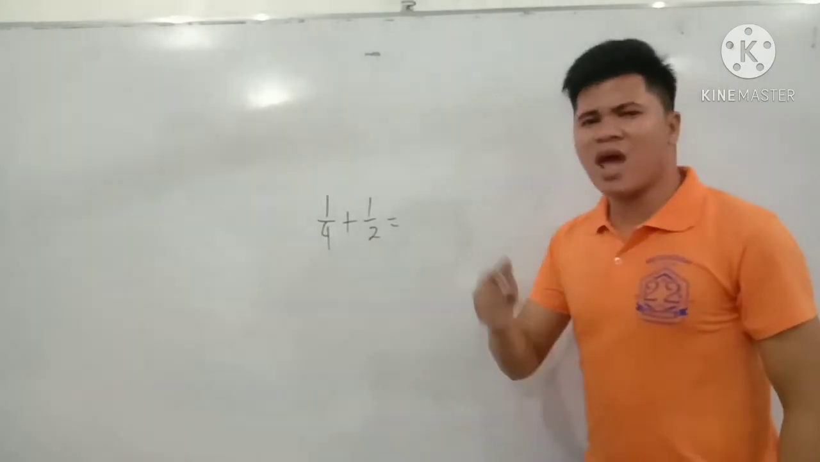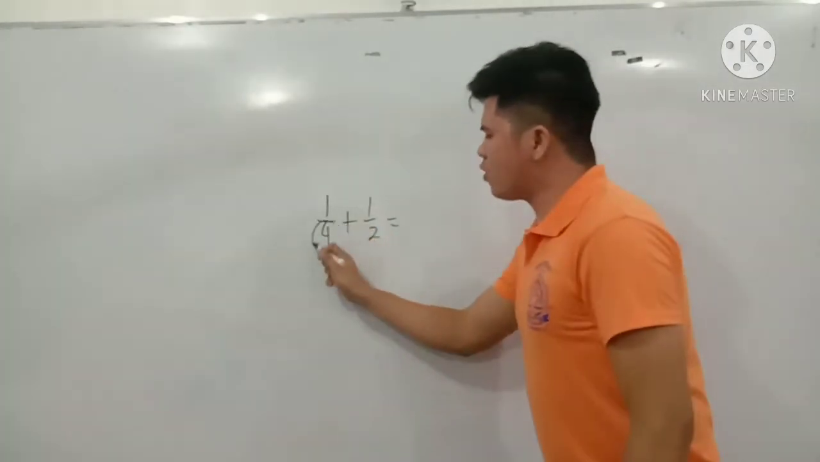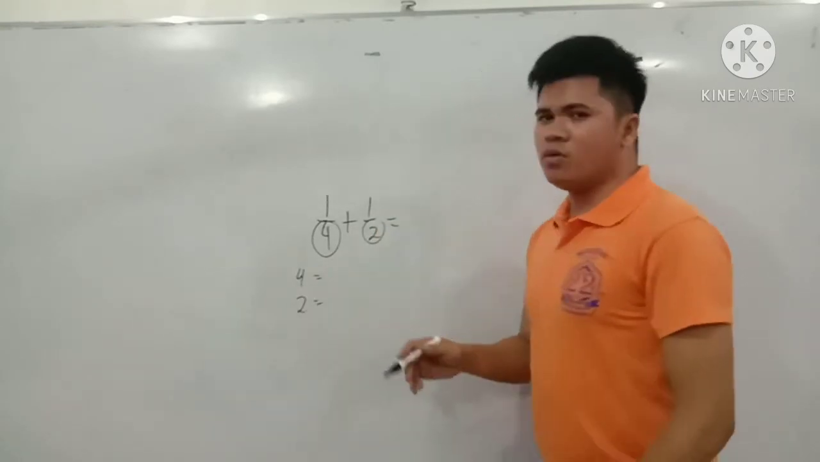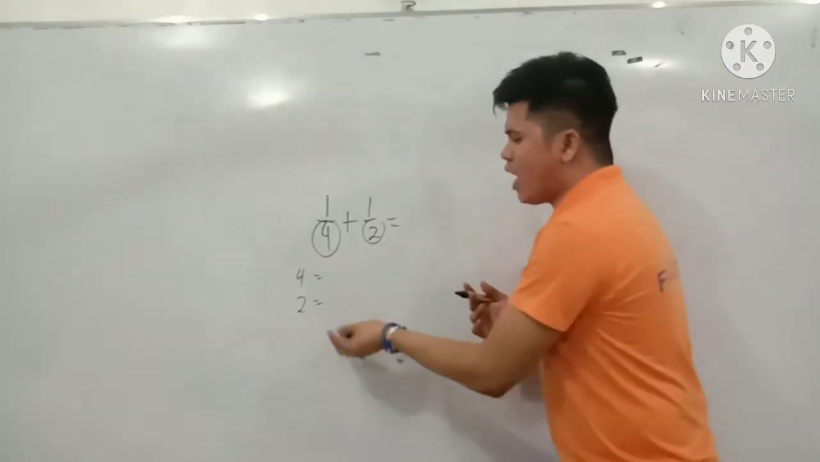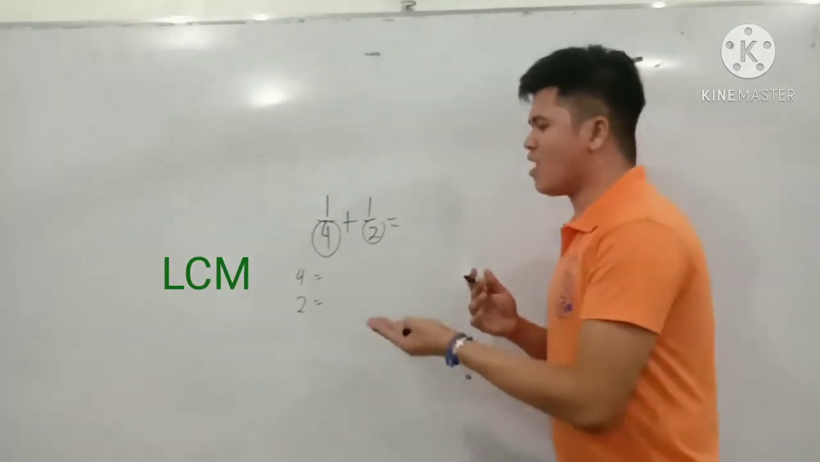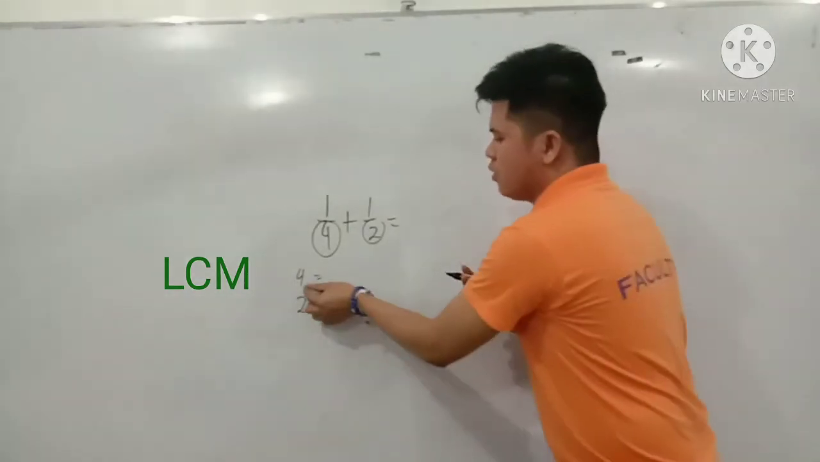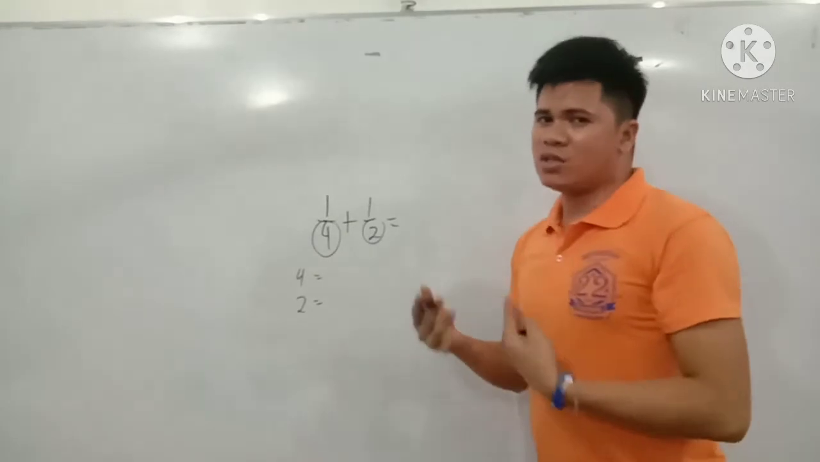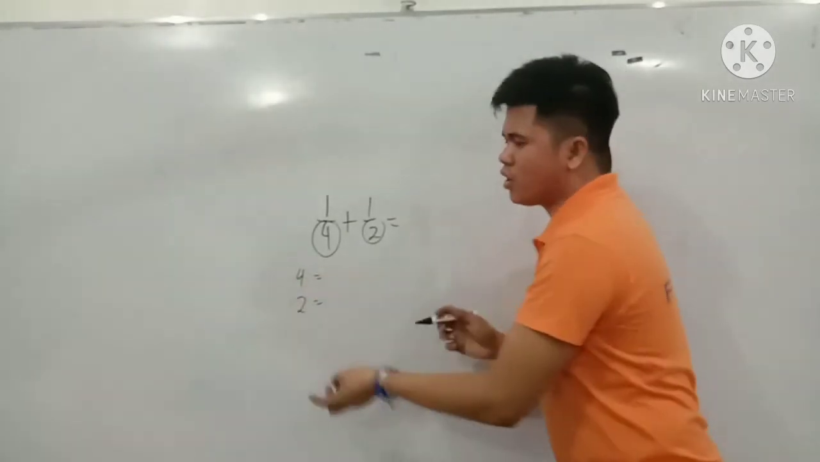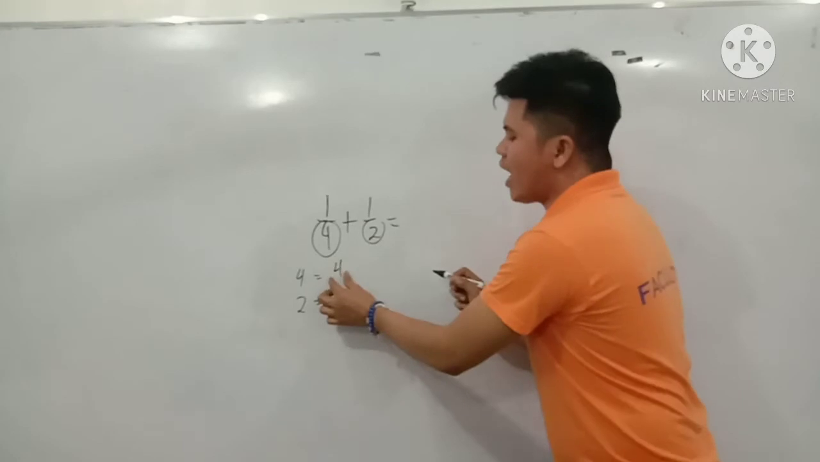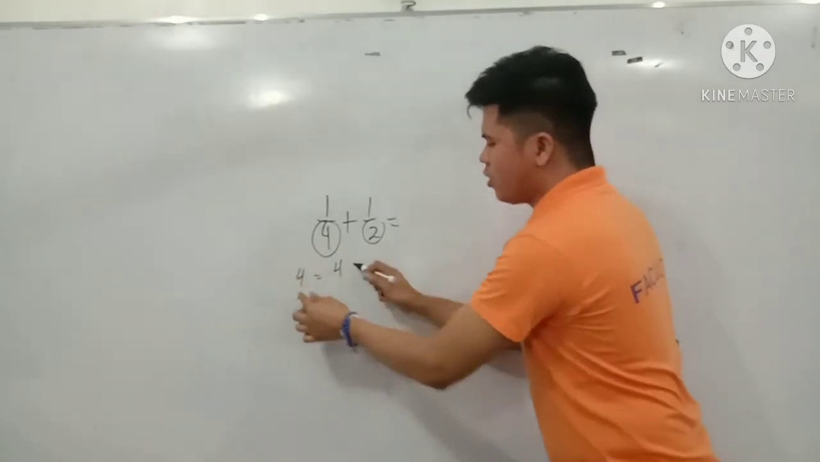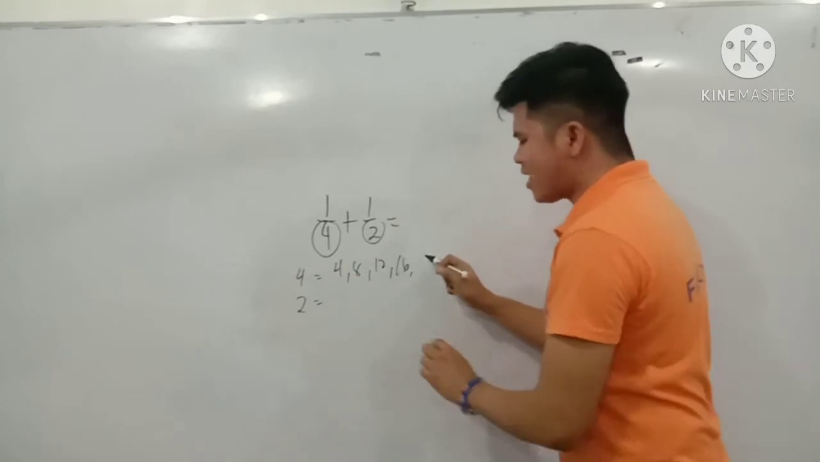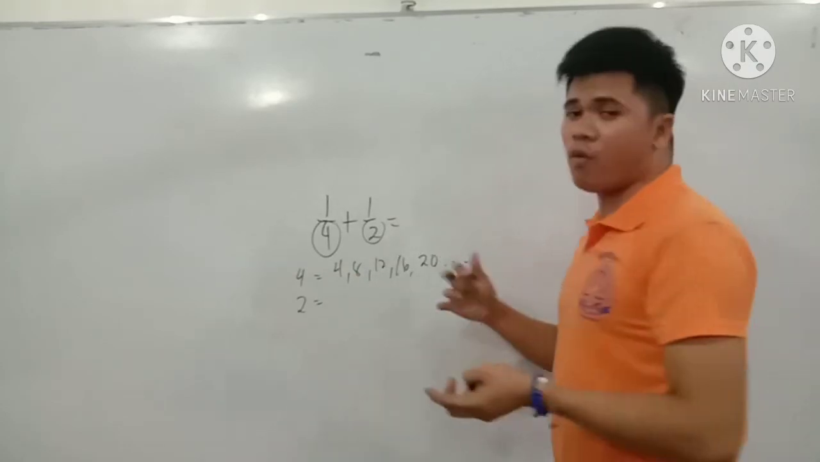Now, in getting the LCD, we are only referring to the denominators, which are 4 and 2. So, in order to find the LCD, we have to use the LCM, which is the least common multiple. When we say multiple, we are adding a number by itself. So, when we have 4, we start with itself, 4. Then we add by itself, 4 plus 4 is 8. Plus 4, 12. Plus 4, 16. Plus 4, 20. So on and so forth.